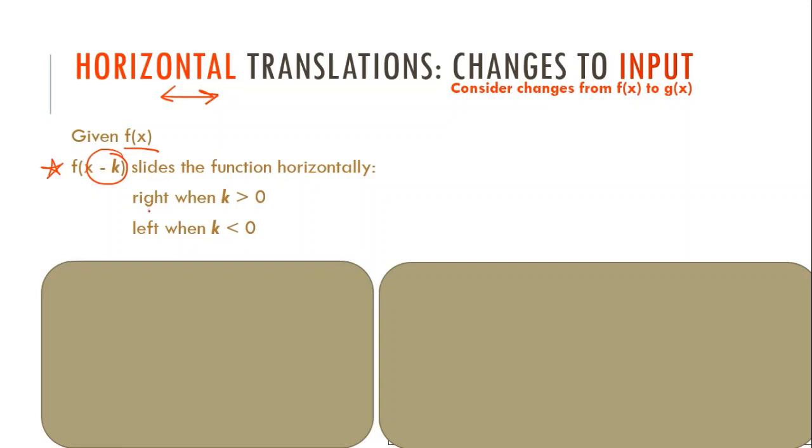It's going to slide horizontally to the right when k is greater than 0. Let's say that k is 2, because that's bigger than 0. If I plug that into this function, I would have f of x minus 2, because the formula here is minus k. Notice that it's opposite the actual value of k. K is positive, but when I plug it in, it's an opposite sign.